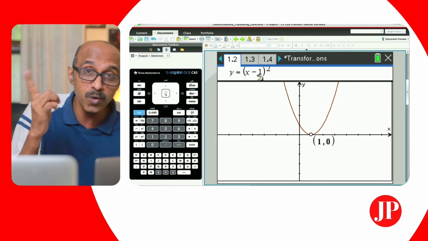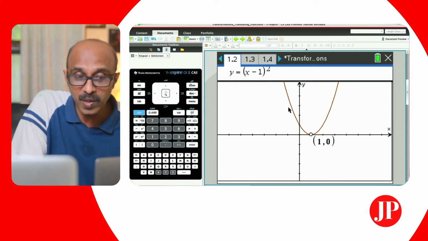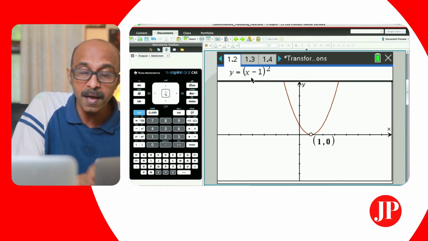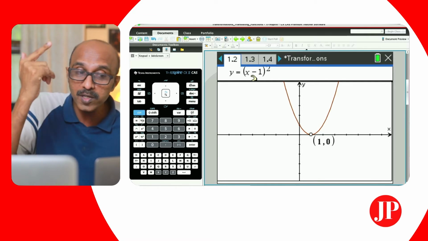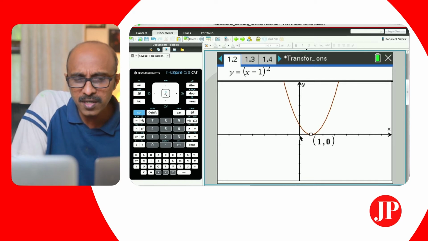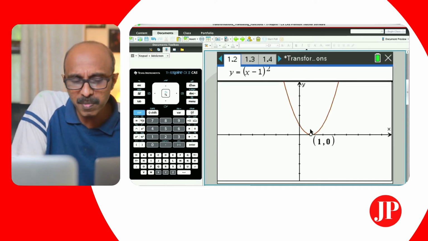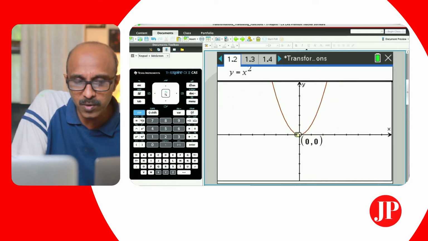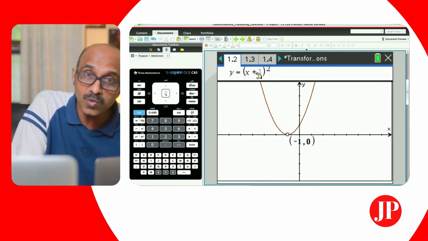It's x minus 1 the whole square. Earlier when we moved up, it was x squared plus 1 or minus 1. Going up was plus 1, going down was minus 1. And this is kind of strange because normally you'd think going right should be positive. So just keep an eye on when it goes left by 1 unit: x plus 1 the whole square.